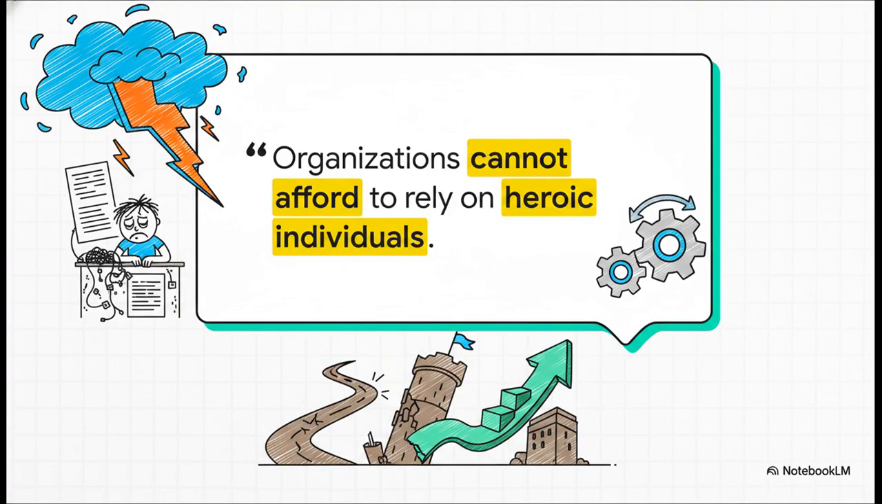So, our source text kicks things off with a pretty hard truth. It says, the expected result of a particular software project may be more dependent on the star developer in a company than anything else. Organizations cannot afford to rely on heroic individuals. I mean, think about it. How many times have you personally seen a failing project saved at the literal 11th hour by one person pulling 3 caffeine-fueled all-nighters? It's stressful, it's exhausting, and fundamentally, it is just not a scalable strategy.